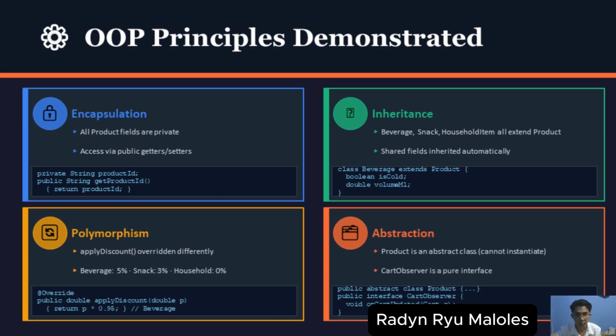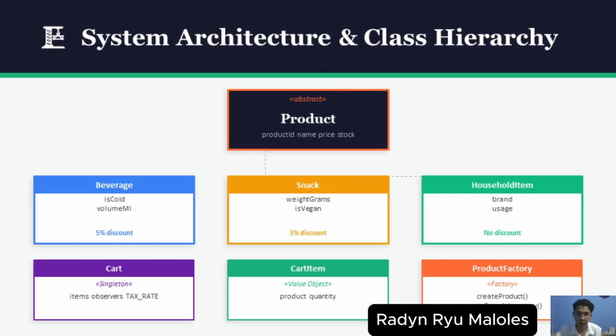And finally, polymorphism. We override the apply discount method directly for each class. For example, beverages get a 5% discount, snacks get 3%, and household items get 0, all handled dynamically.